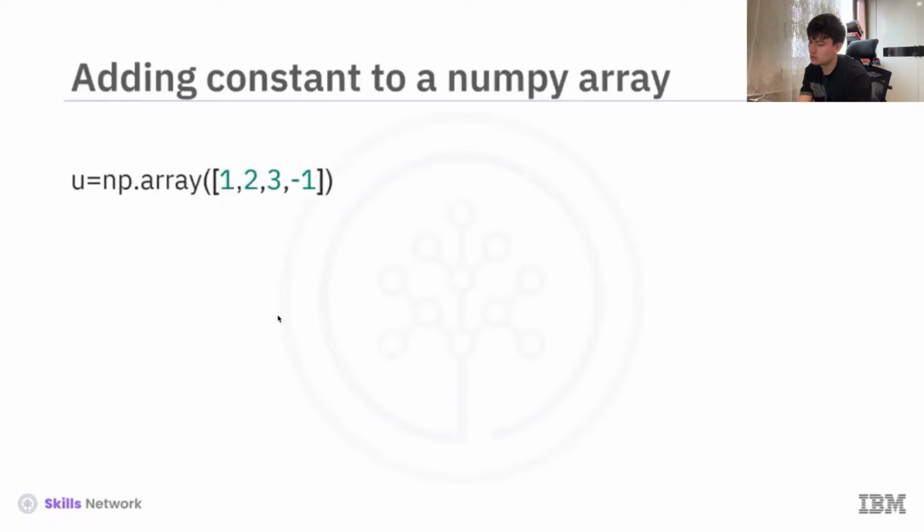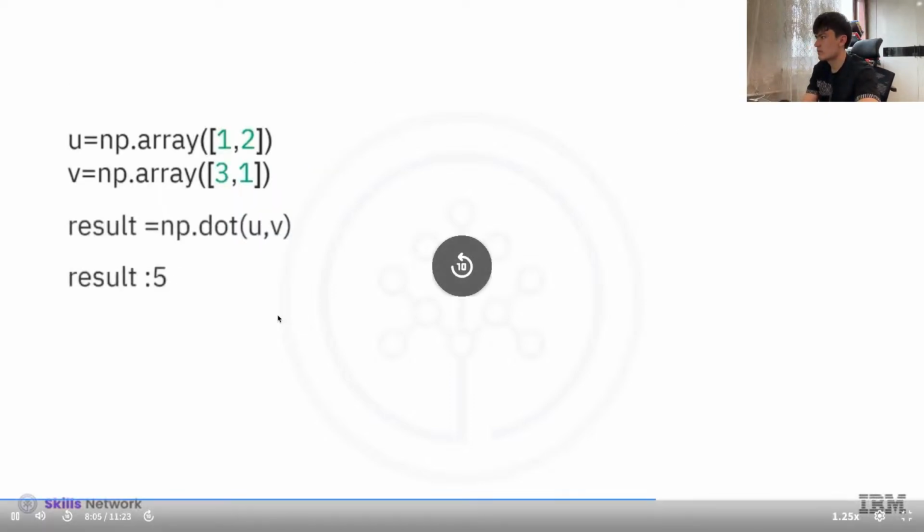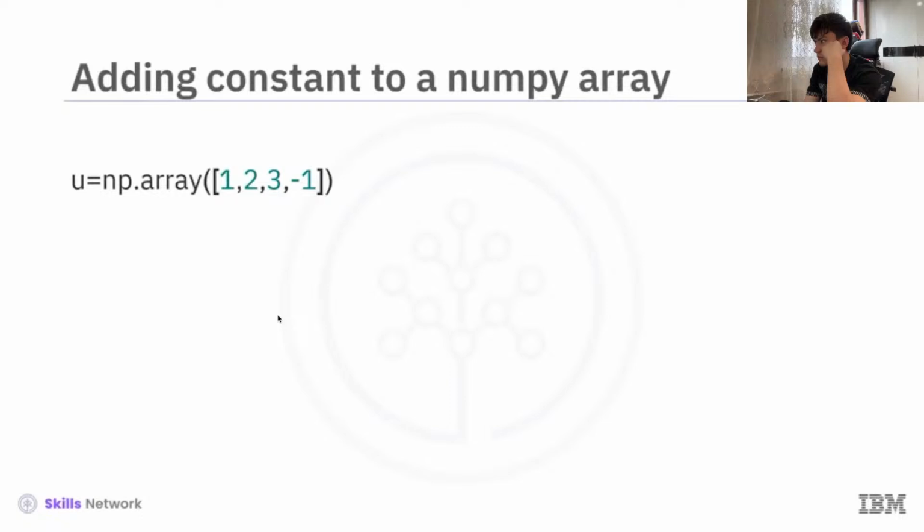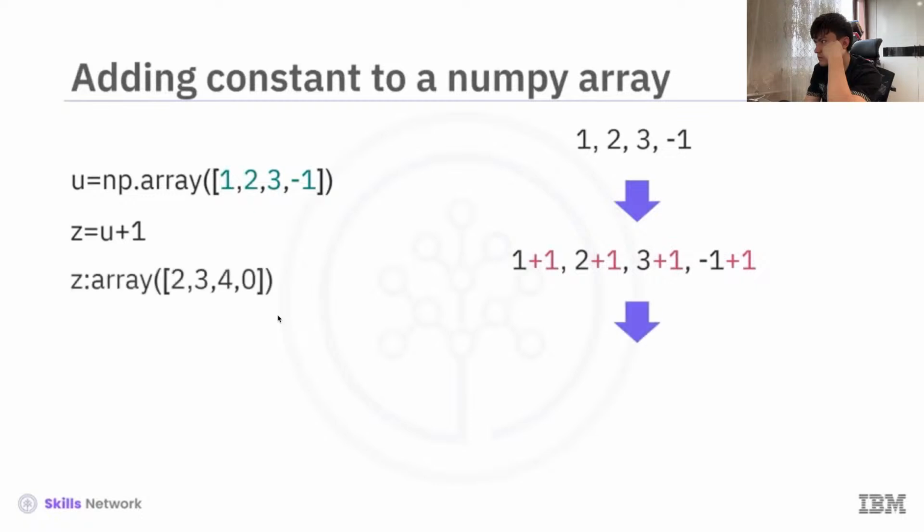Consider the array u. The array contains the following elements. If we add a scalar value to the array, numpy will add that value to each element. This property is known as broadcasting.